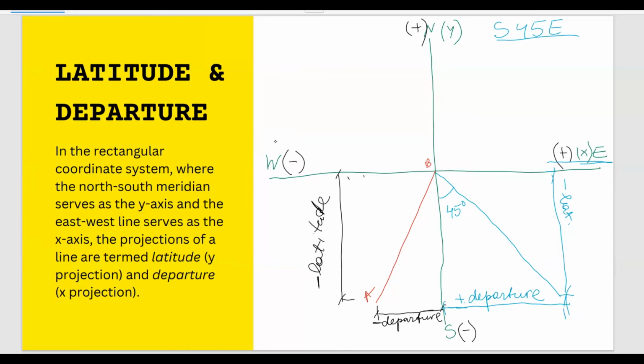The only thing you just have to know is that latitude and departures are distances, and they are projections of your line on the north-south or y-axis and west-east or x-axis.